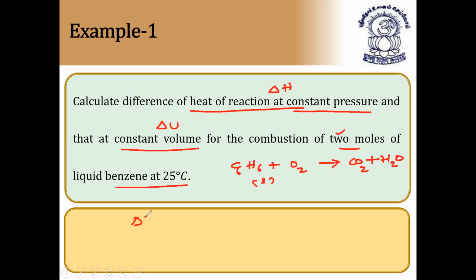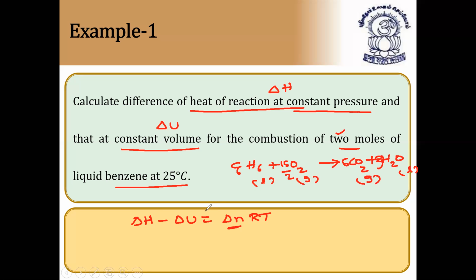So delta H minus delta U is equal to delta N RT. Delta N is for 2 moles of liquid benzene, so we have to calculate delta N. Let us see the calculation. For 1 mole, we keep 6 carbons here. First we'll balance carbons, then hydrogens. 6 hydrogens means 3 H2O. Then finally we'll do oxygen. 6 plus 3 gives 12 plus 3, that is 15 oxygen atoms on the right-hand side, so on the left-hand side, 15 by 2 O2. This is liquid, this is gas, and this is also gas.